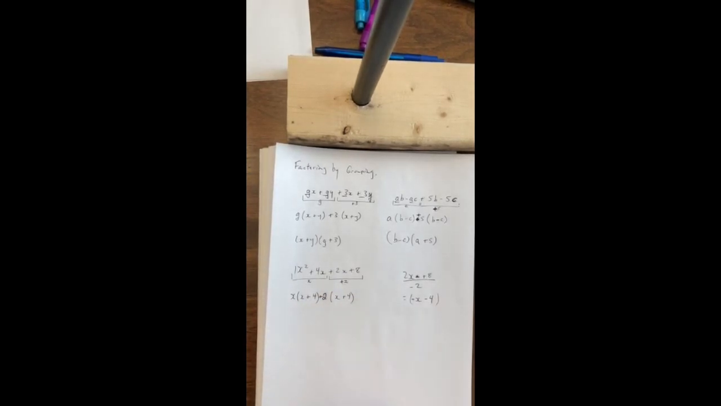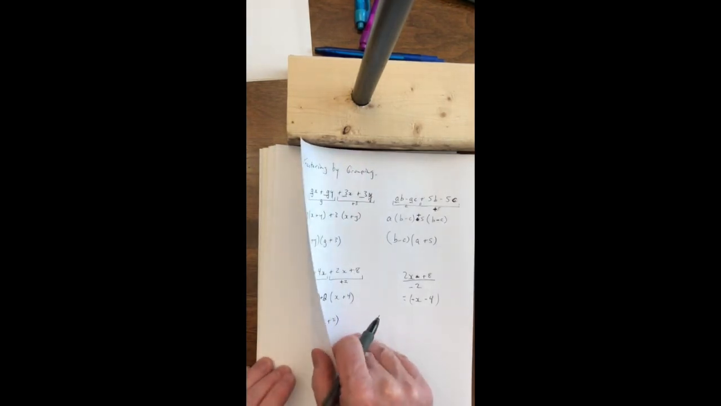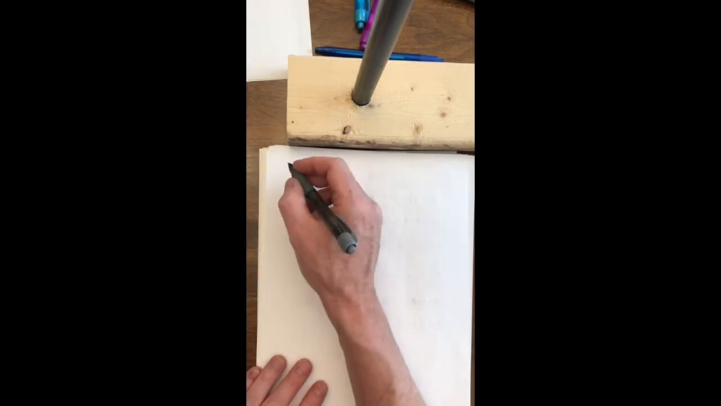You'll come across a couple questions in your homework like that, and you should be able to deal with them, no problem. And now to finish factoring this, x plus 4 is in common, and we are left with an x plus 2. All right, one more question, and we are done.